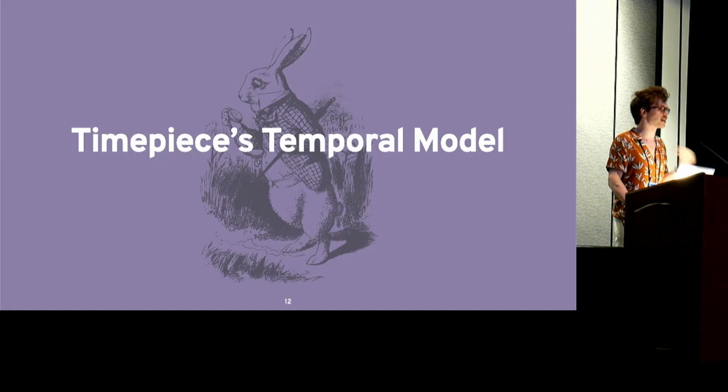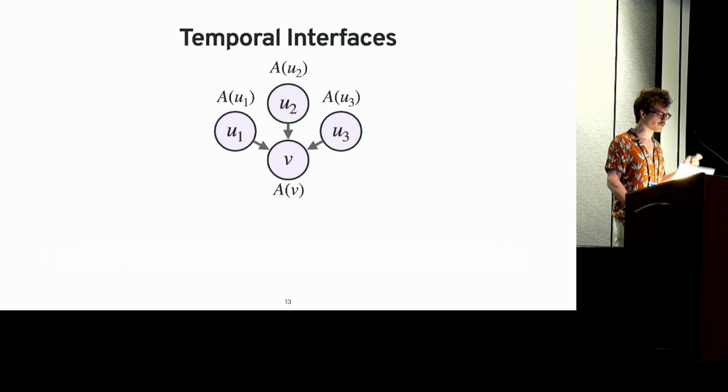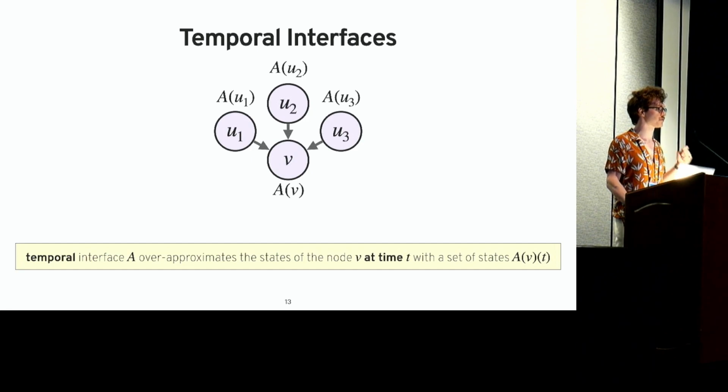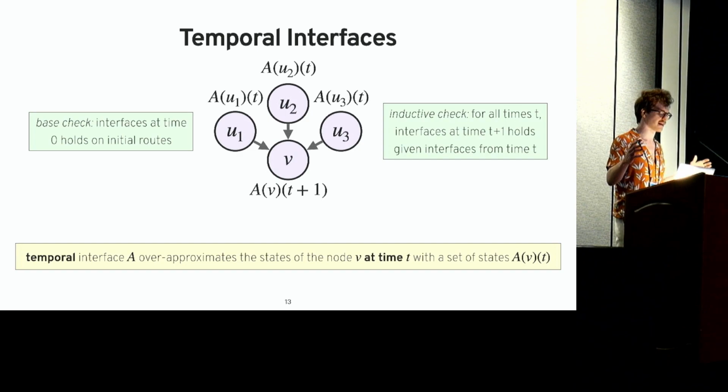What we need is to change our model to get around this problem and bring in a temporal model. We're going to over-approximate our states as before, but instead of using just interfaces over converged states, we're going to use temporal interfaces. These temporal interfaces over-approximate the states of the nodes at a particular time t. For our verification procedure we'll perform two checks: a base check, which says that interfaces should hold on the initial routes at time 0, and an inductive check, which says that for all points in time, given routes from interfaces that hold at time t, my interface should hold at time t plus 1. Using these two checks, we should hopefully be able to do our verification correctly.